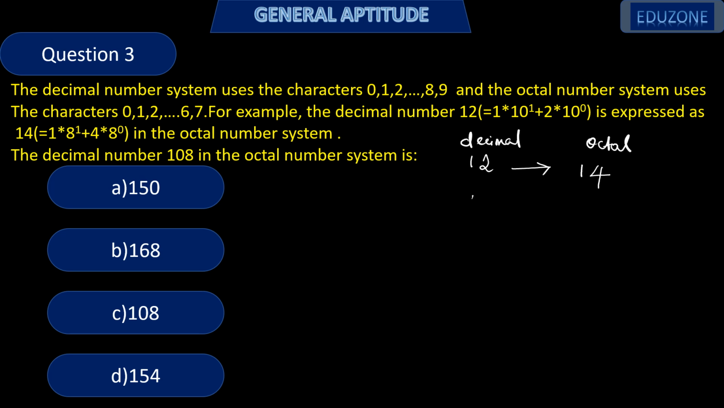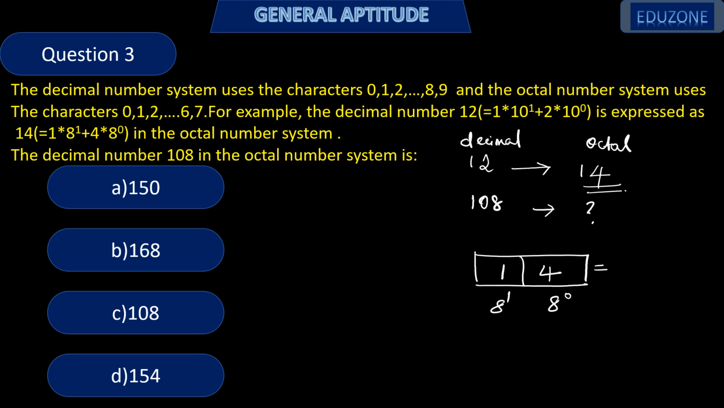So we have to find which number is equal to 108 in the octal number system. Take 14 in octal. How do we get the decimal number 12? Use 8 raised to 0, 8 raised to 1. The octal number is 14. From the octal number we get the decimal number 12 as follows.